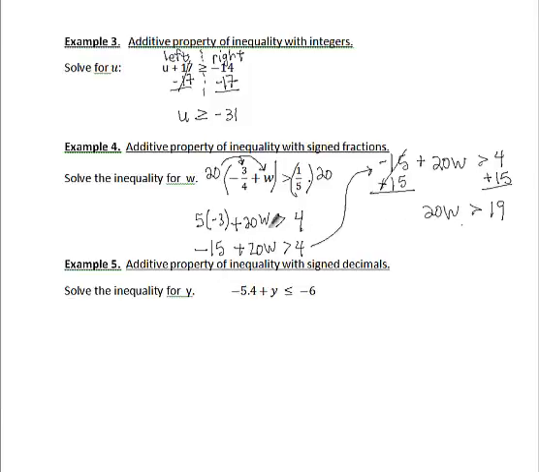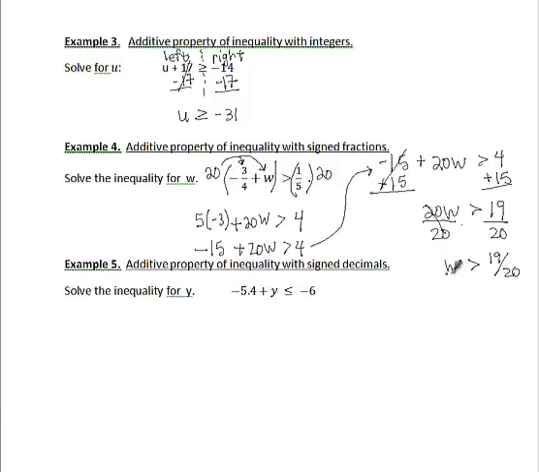Okay, and so far we've kept the same orientation for the inequality symbol. And now we will divide by 20 both sides. And we get w is greater than 19 over 20. Okay. Any number greater than this quantity will represent a solution to the original inequality.